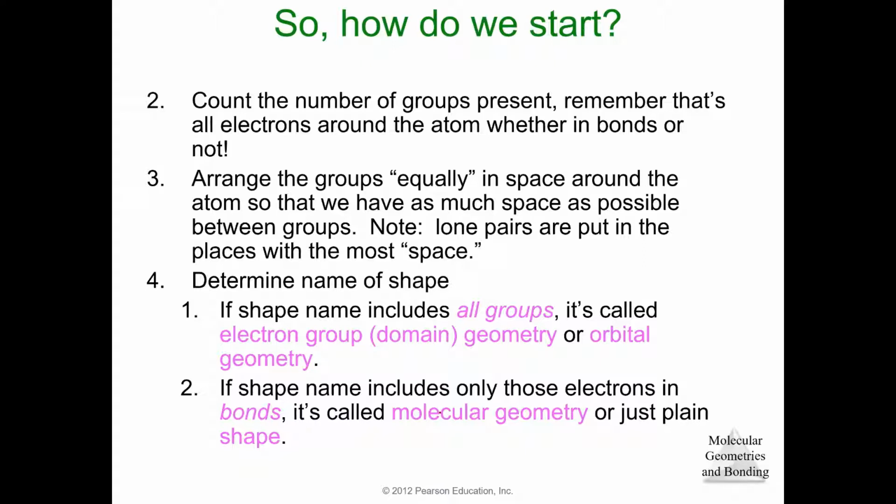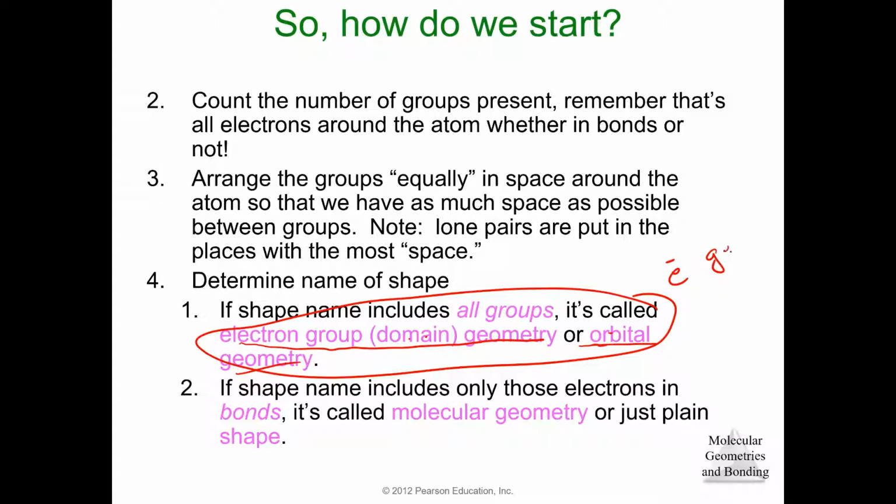Okay, now there are a couple of terminologies here. Let's clarify that. Electron group geometry or electron domain geometry, and then sometimes it's called orbital geometry. Technically, anything related to electron and the word geometry is purely talking about what? Electron groups. You got what I'm saying? So somebody asks you, what's the electron geometry or orbital geometry? Because it's an orbital, orbit is made of what? Electrons. So electron geometry is talking about what? Electron groups.